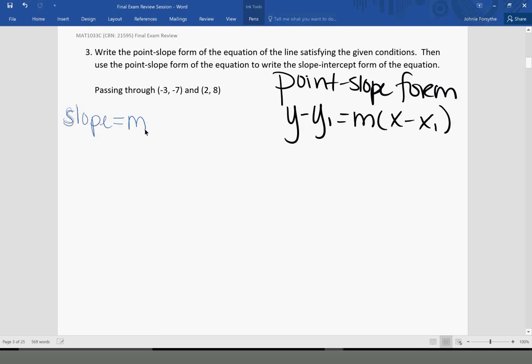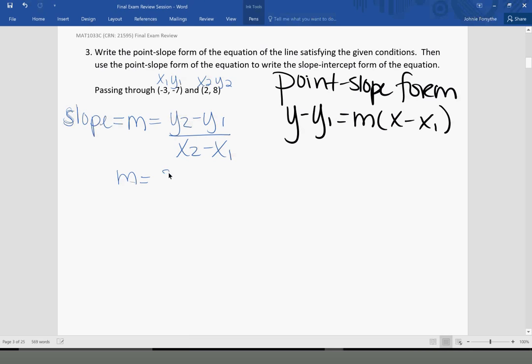Okay, the slope, we use the letter m. And so to find the slope of a line given 2 points, that formula is y2 minus y1 divided by x2 minus x1. So let's label these points. So the first point, I'll call that x1 and y1. And the second point, I'll call that x2 and y2. So we're going to plug in these values.